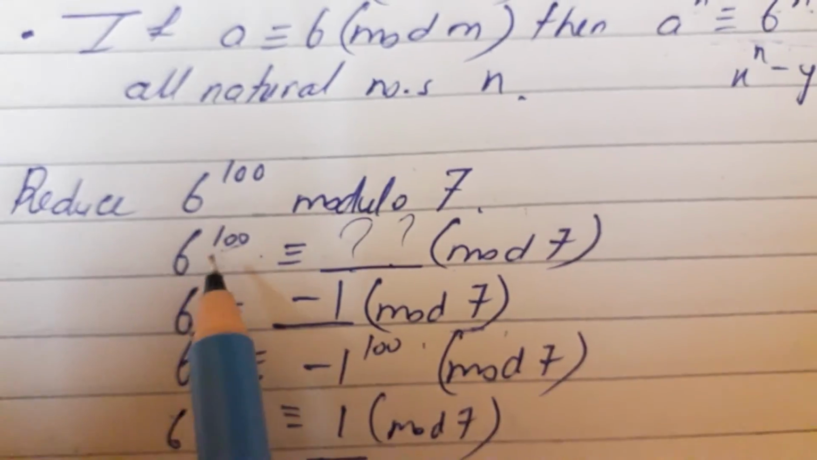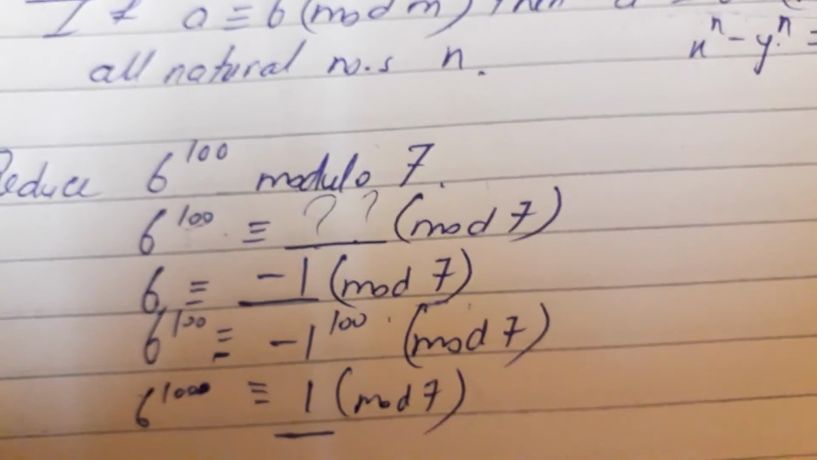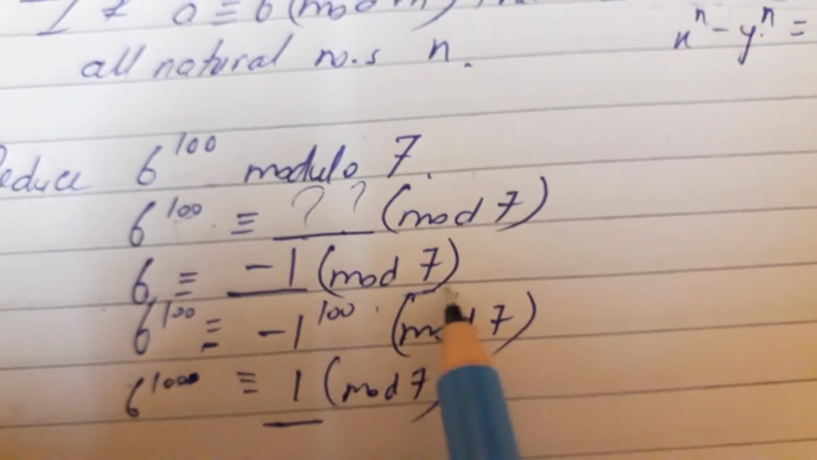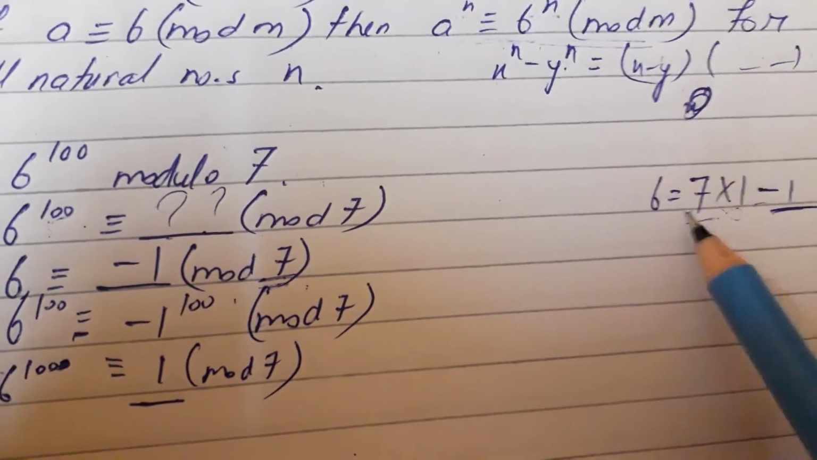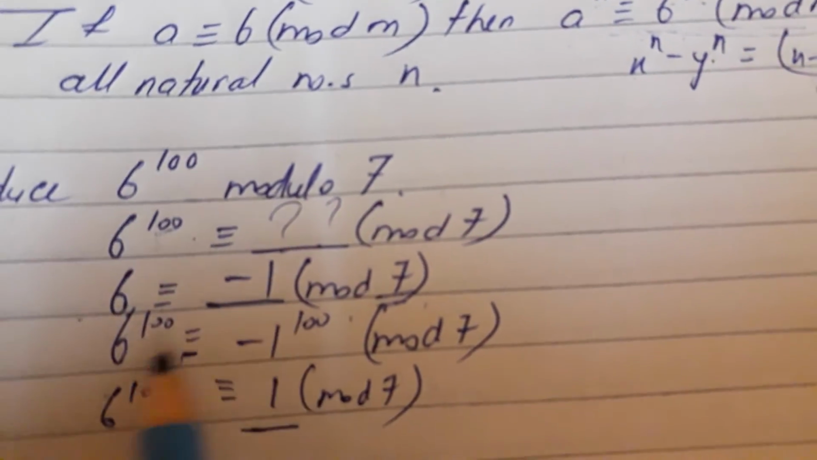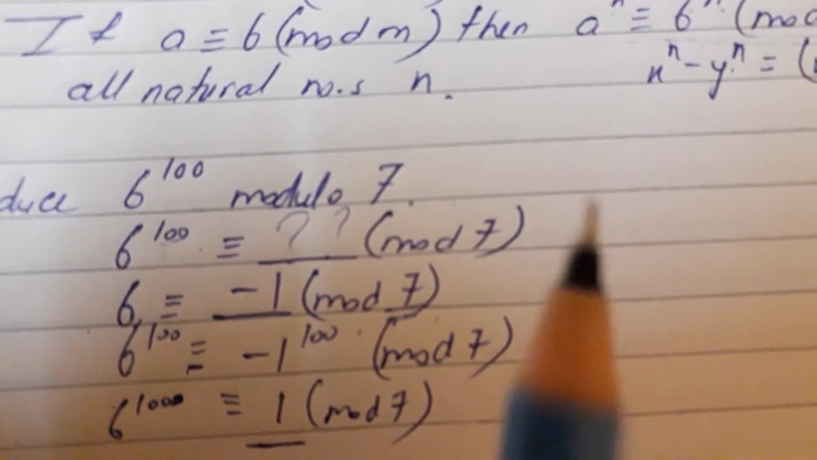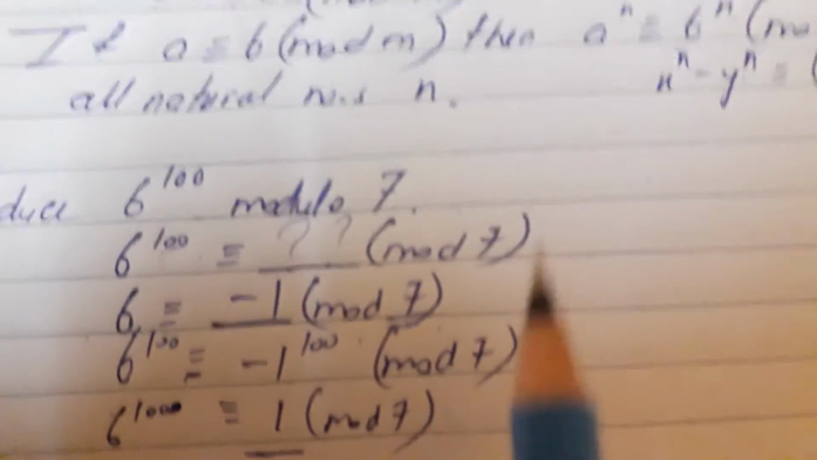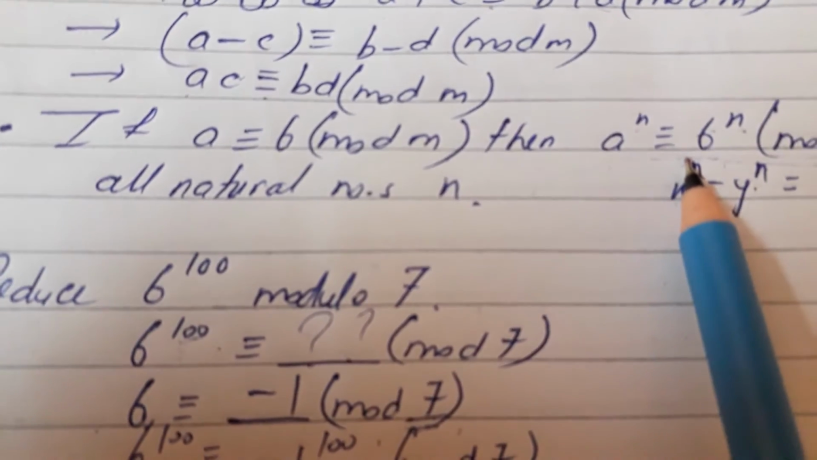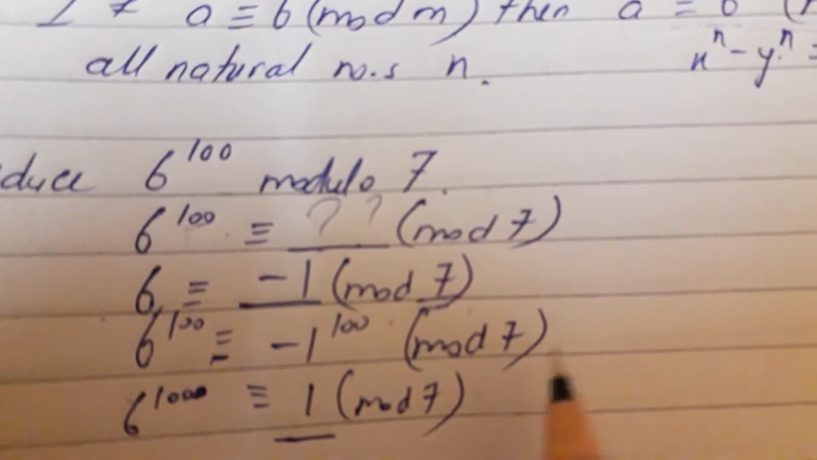See, in the first step, forget about the exponential power, only take 6. Then see, 7 is the divisor. We all know that 7 minus 1 is 6, so 7 into 1, divisor into quotient, minus remainder. So the remainder in this case will be minus 1, and 6 to the power 100 is congruent to minus 1 to the power 100 modulo 7, that we have already discussed in property number 4. So we will get 1.